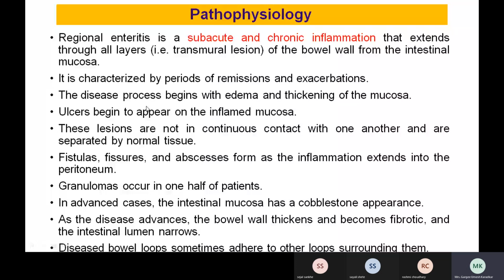The disease process begins with edema and thickening of mucosa, and ulcers will begin to appear on the inflamed mucosa. What is the characteristic of these lesions? They are not in continuous contact with one another and are separated by normal tissue. If the inflammation still continues, then either there will be formation of a fistula or a fissure and abscess. What is a fistula? What is a fissure and what is an abscess?